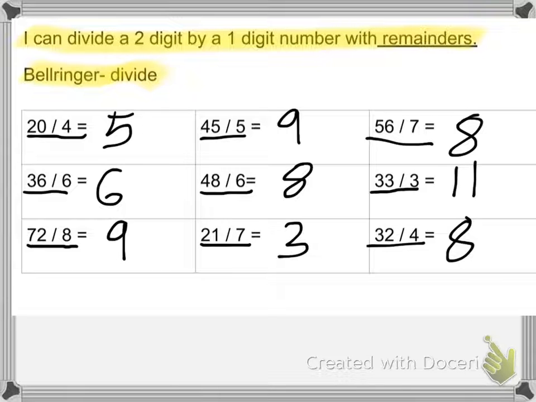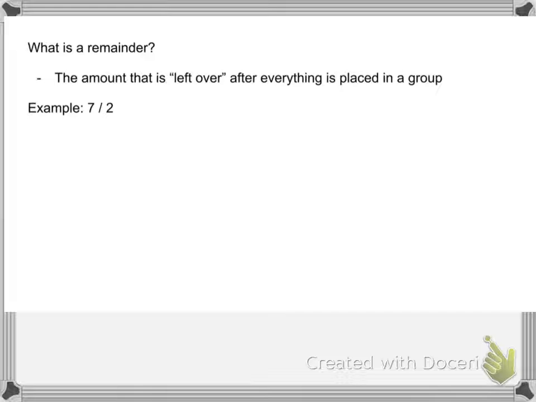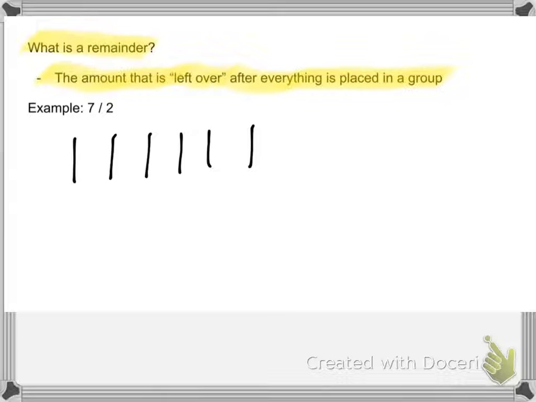Okay. My next slide here says, what is a remainder? Okay, a remainder is the amount that is left over after everything is placed in a group. Okay, so let's say this example here, let's say you have 7 pieces of gum and you want to put those 7 pieces into 2 equal groups.